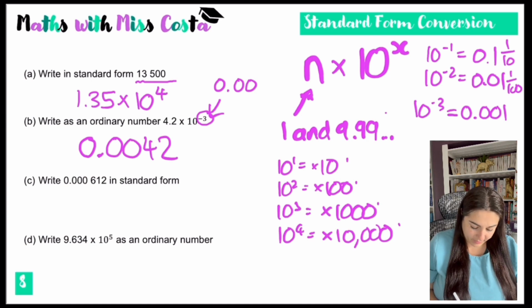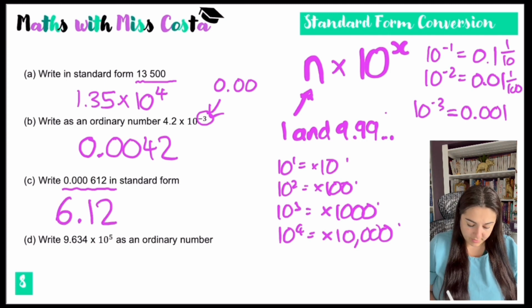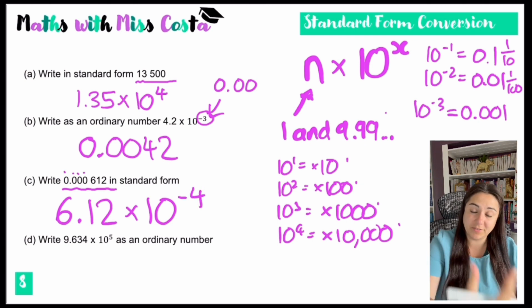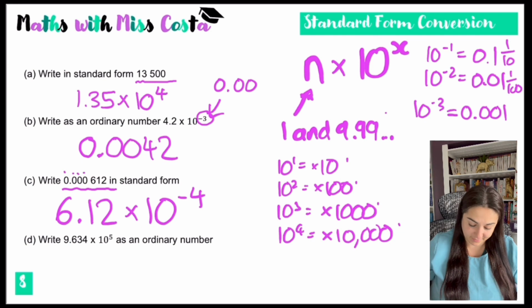Now write 0.00612 in standard form. So I know I need to write it as a number between 1 and 9.9. So that would be 6.12 times by 10 to the power of, and I can just count how many zeros there are. So 1, 2, 3, 4, to the power of negative 4. If it's turning into decimal form, that means you're dividing by 10. So it's going to be to the negative.